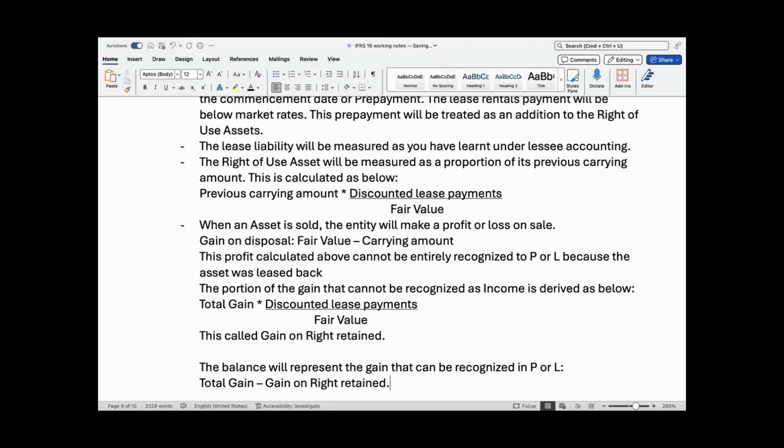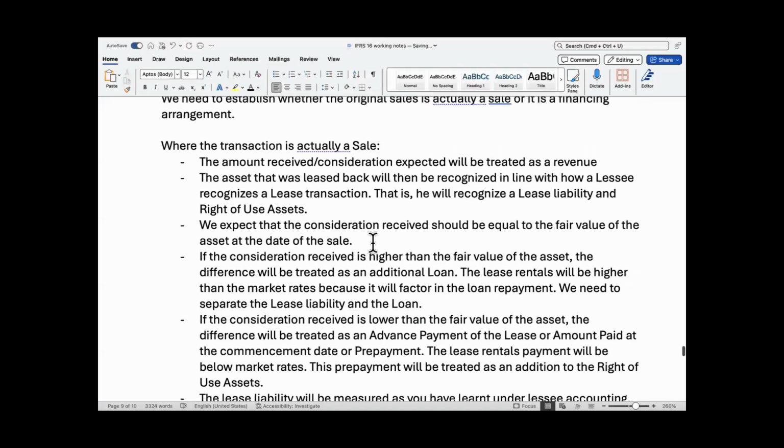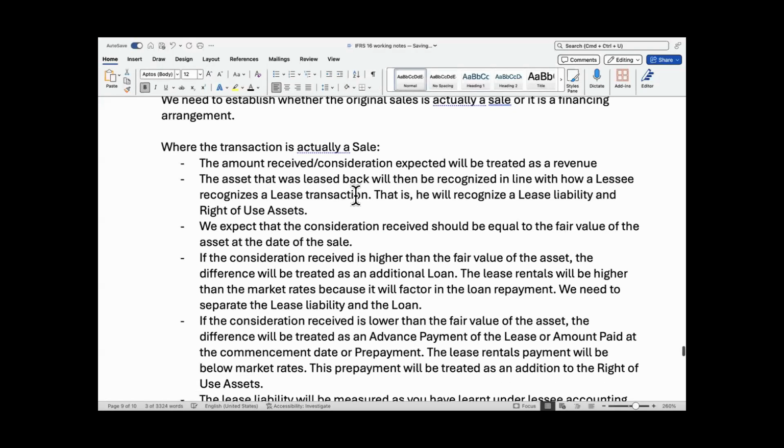Okay, now I've finished. So there are like 3 levels of things you need to know here. And even though ICAN has really never asked this sales and leaseback, I don't joke with it every diet because they can ask it anytime, which is why I always make sure we look at it properly. So again, you sold an asset and you leased it back.